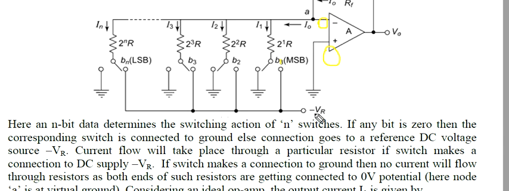Sometimes it may be minus VR or plus VR, that is no problem. Then the current flow will take place through this particular resistance if the switch makes connection to minus VR. Suppose bit 2 is connected to 0, bit 3 is 0, bit n is 0.